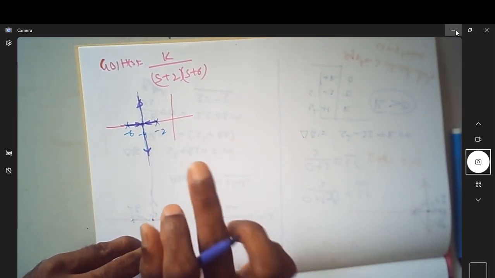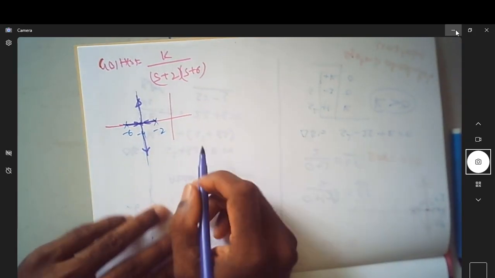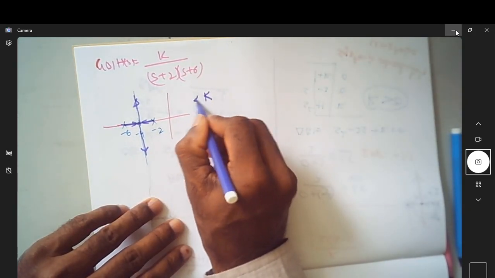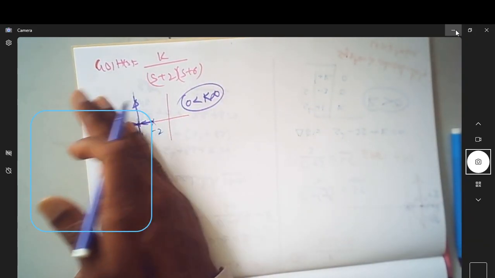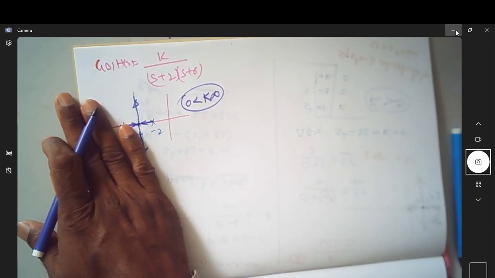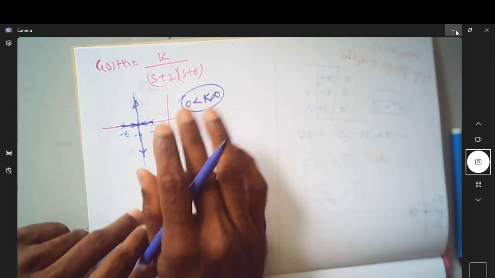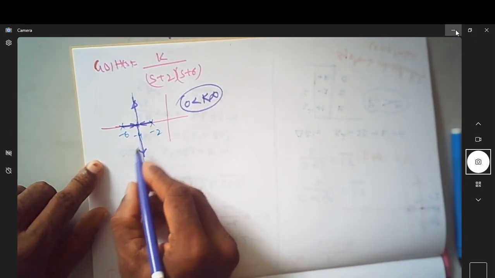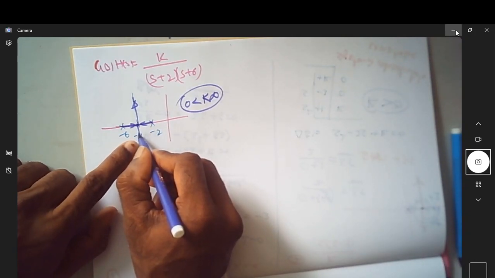I am not hearing you. What is the system stability? The system is absolutely stable. For values of K between 0 and infinity, the poles are always on the left hand side of the S plane. That's it. There is nothing more great you have to do. The only thing is that you may have to prove that the centroid is at minus 4.